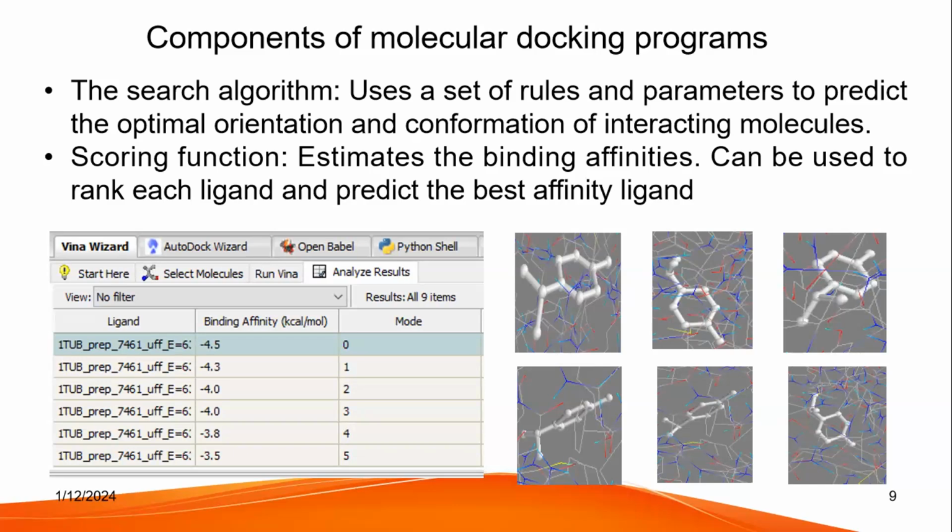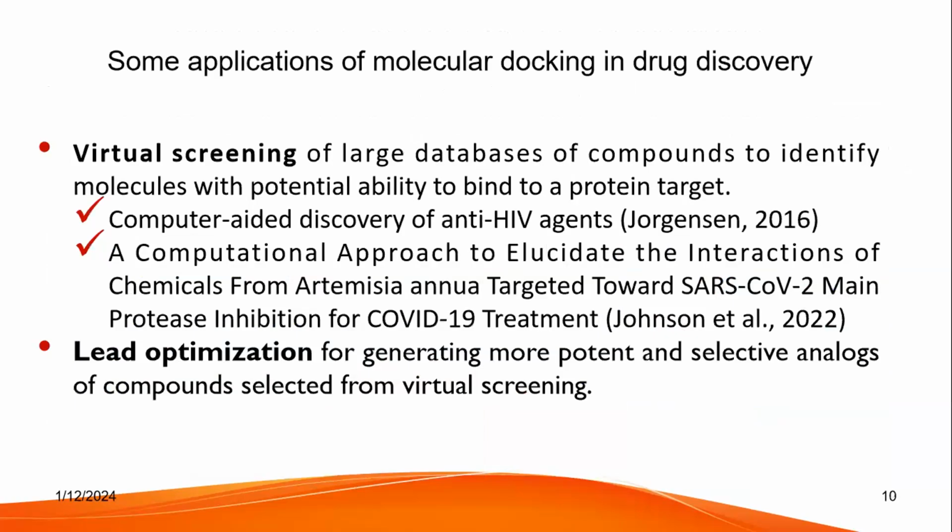The binding affinities can be used to rank the ligands and predict the best binding ligand, the best affinity ligand. Once you know the best affinity ligand, you can select it. You can refer to them as the hit compounds that you can further work on, and then do further experimental research. So the scoring function will help you to rank your ligands based on affinity.